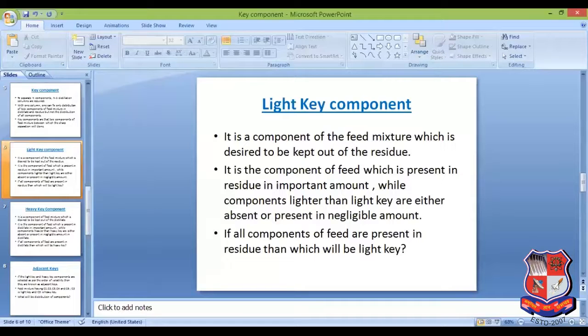So now the question is: if all the components of feed are present in residue, then which will be my light key? Take a pause of the video and think for 1 minute, right? Then I will reply to you.